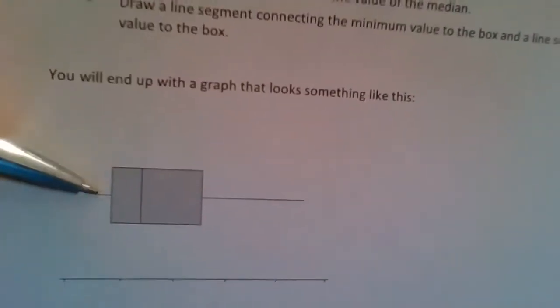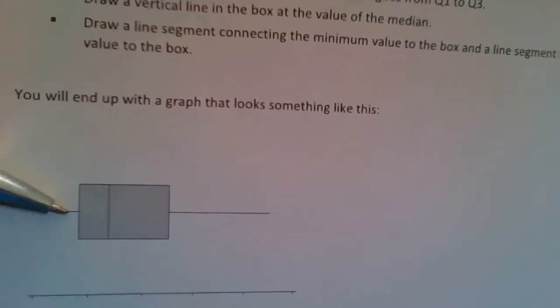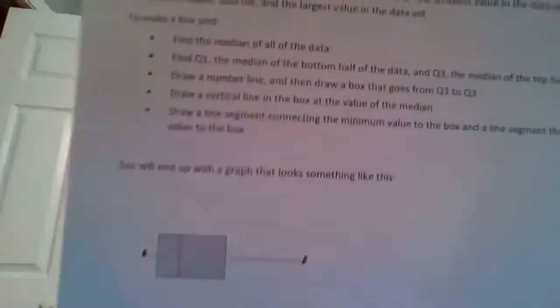Okay, so that's what they're talking about so far. Then it says draw a line segment connecting the minimum value to the box and a line segment that connects the maximum value to the box. So to finish off a box plot, the minimum's right here at the end of that line, and then you just draw a line. And normally, they really probably should have put this here, but I like to put a data point, a little point where the minimum is and a little point where the maximum is. So I like to do it like that.